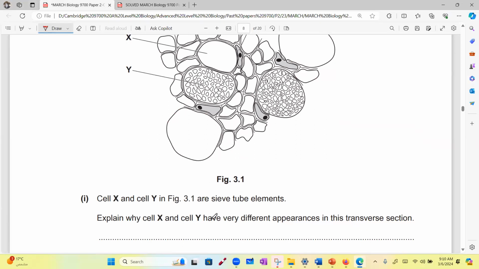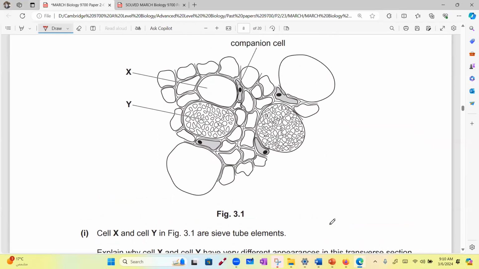Explain why cell X and cell Y have very different appearances in this transverse section. Both of them are which type of cell, xylem or phloem? Of course, how did I know? I have a companion cell next to it. Why does this look like this and why does this look like this? What's the relation between the cells? I'm looking at it under the microscope. I see sieve plates in one and in the other one I see it empty. Why?